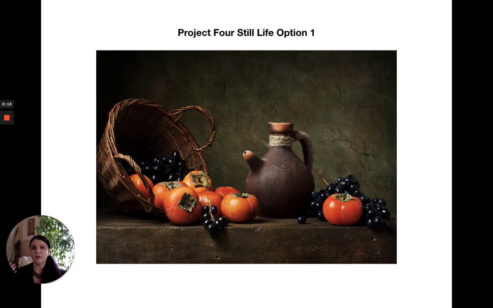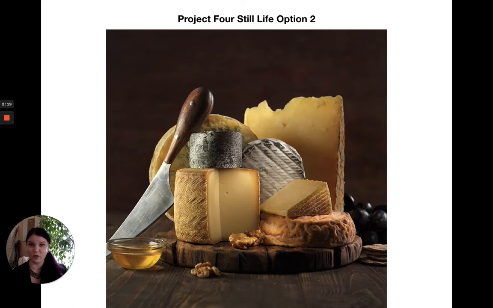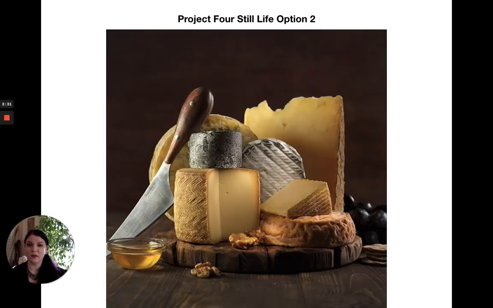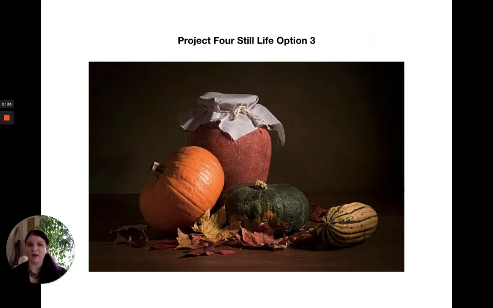Okay, so this is project 4 still life option 1. This is project 4 still life option 2. In the past, this one tends to be the most popular one. I think it's because people love cheese, because I love cheese. And this is project 4 still life option 3. So you'll choose one of these 3 images, and you will do a very detailed texture-oriented graphite drawing of it.